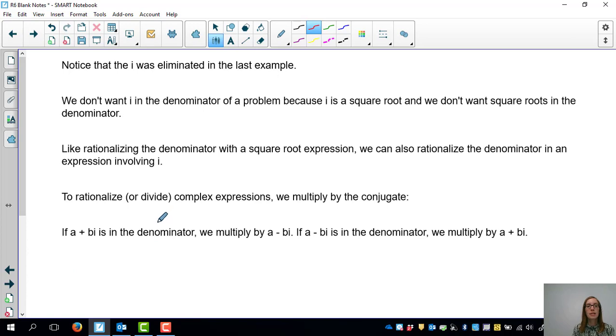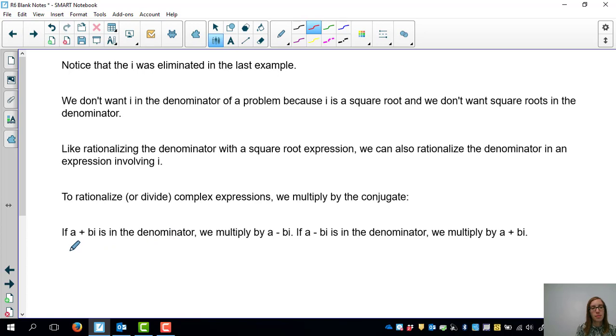We don't want i in the denominator of a problem because i is a square root and we don't like to have square roots in the denominator. So when you rationalize the denominator with a square root expression, you can also rationalize the denominator in an expression that involves i. To rationalize or divide complex expressions, we want to multiply by the conjugate.